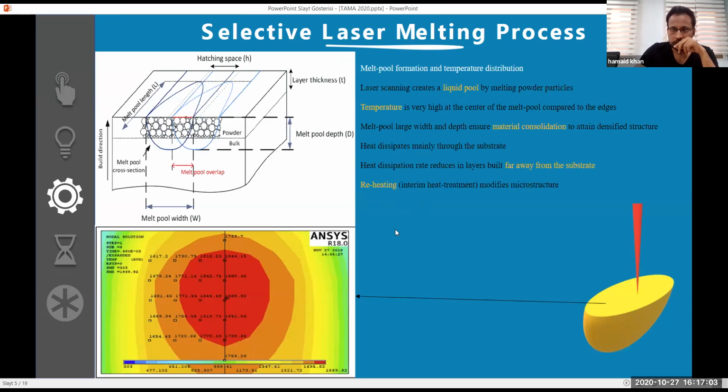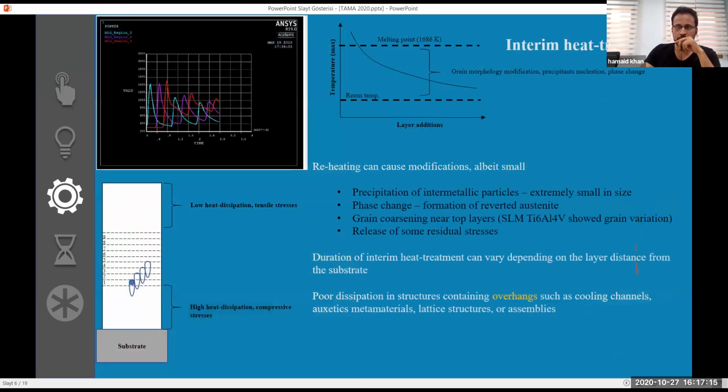Now, I will be talking about the heat dissipation rate more in the coming slides, and reheating. So I've just mentioned that these are some of the processes that result in the reformation of microstructure, for example, interim heat treatment. Let's talk about the reheating here. For example, look at this black part. You can see the white lines, they are reducing here.